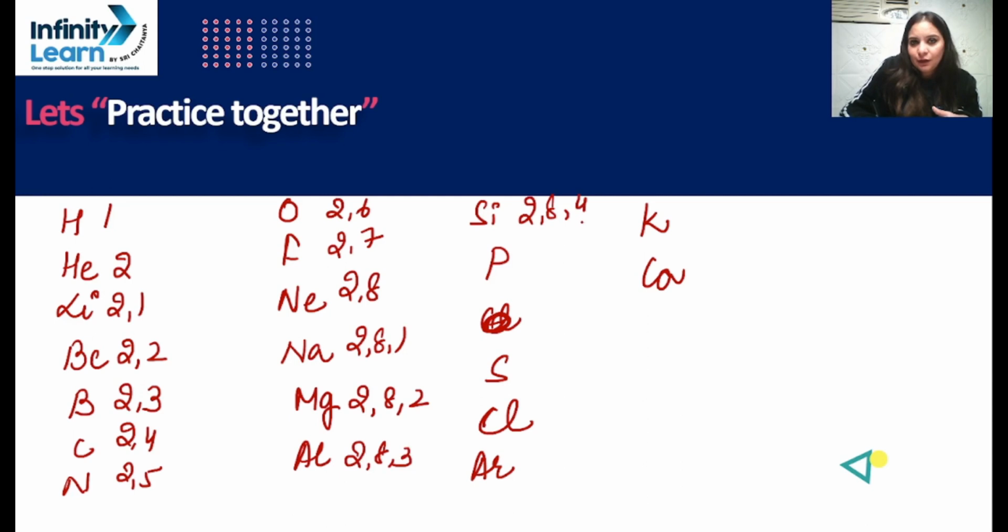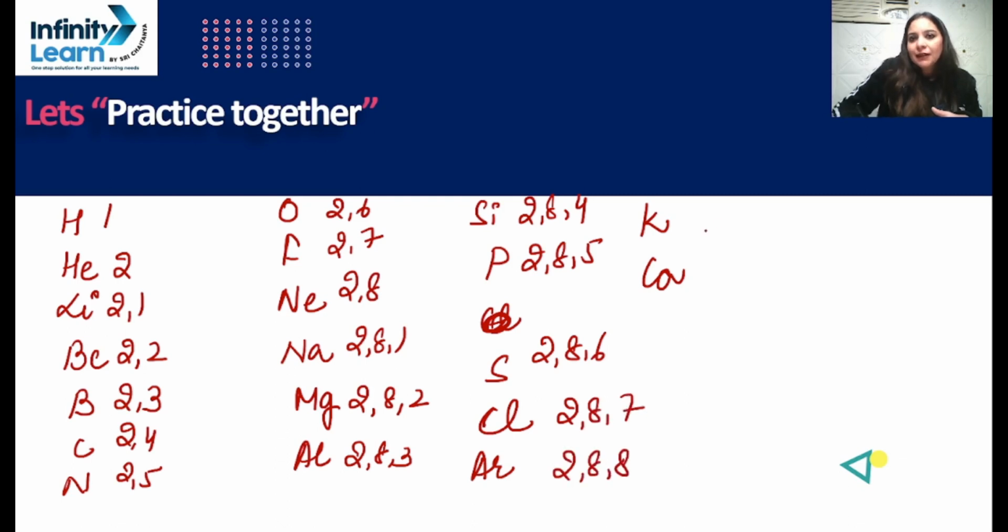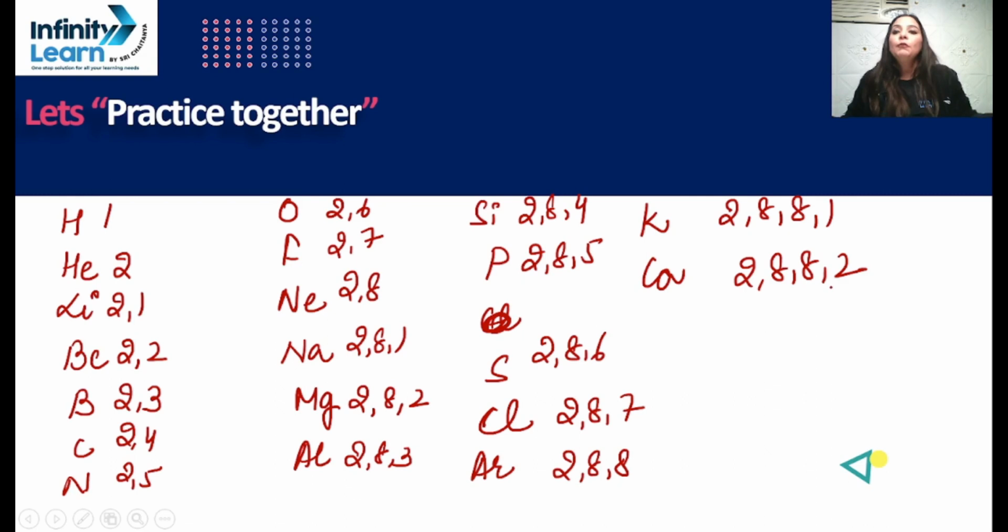That is a must. Okay. So it's 2,8,5. Sulfur is 2,8,6. Chlorine is 2,8,7. Argon is 2,8,8. Potassium is 2,8,8,1. And calcium is 2,8,8,2. So obviously in all of them, only the valence shell electrons are going to participate.